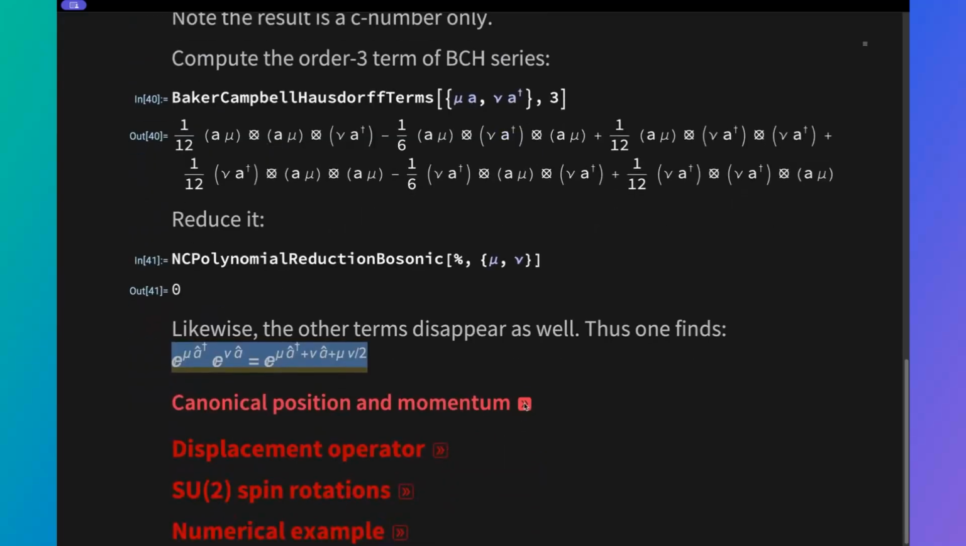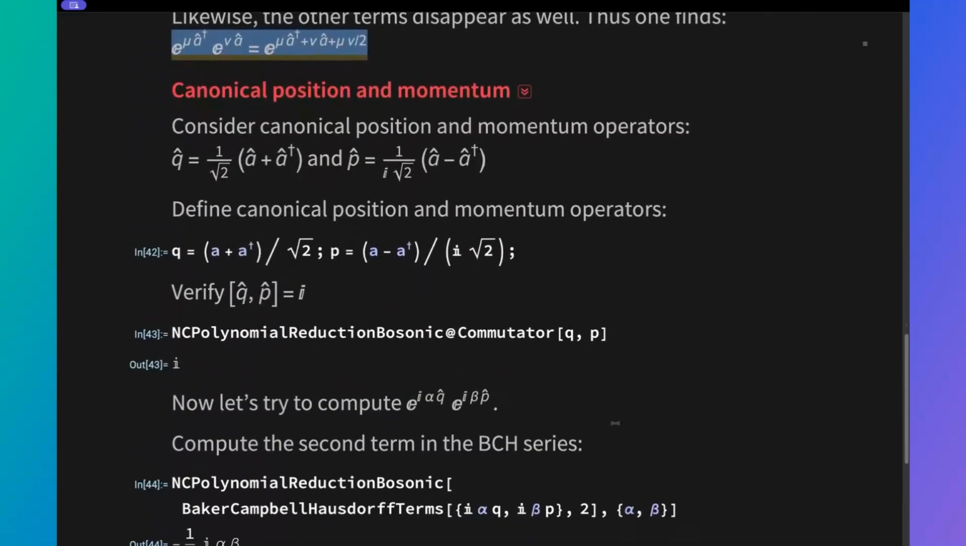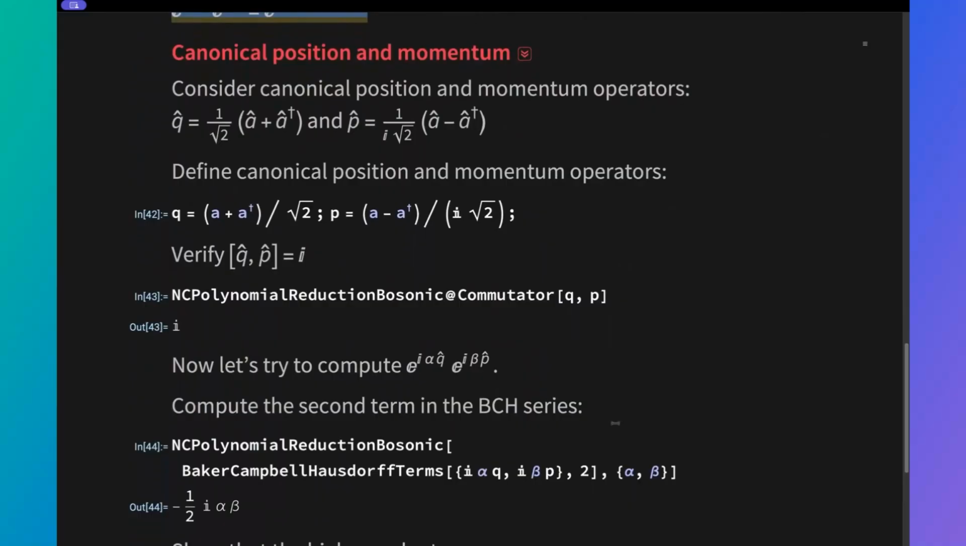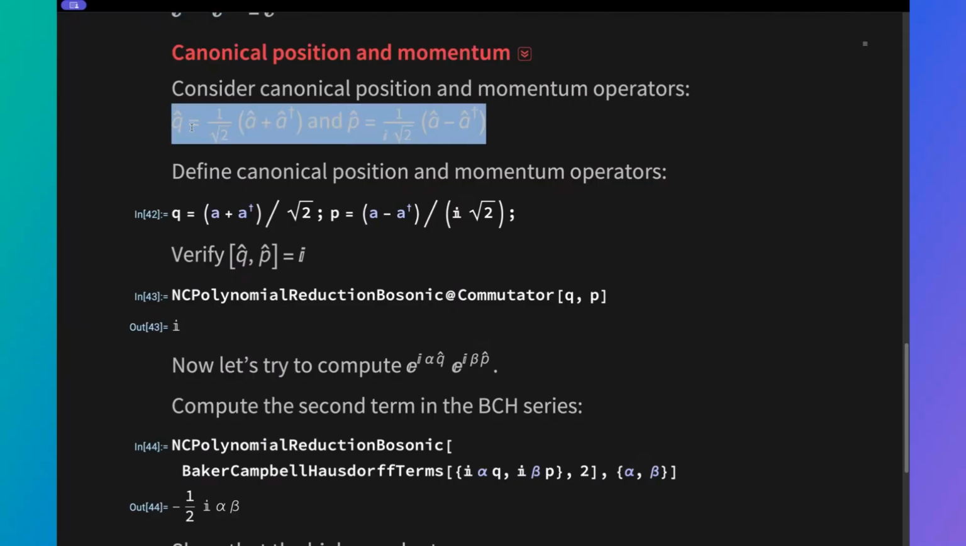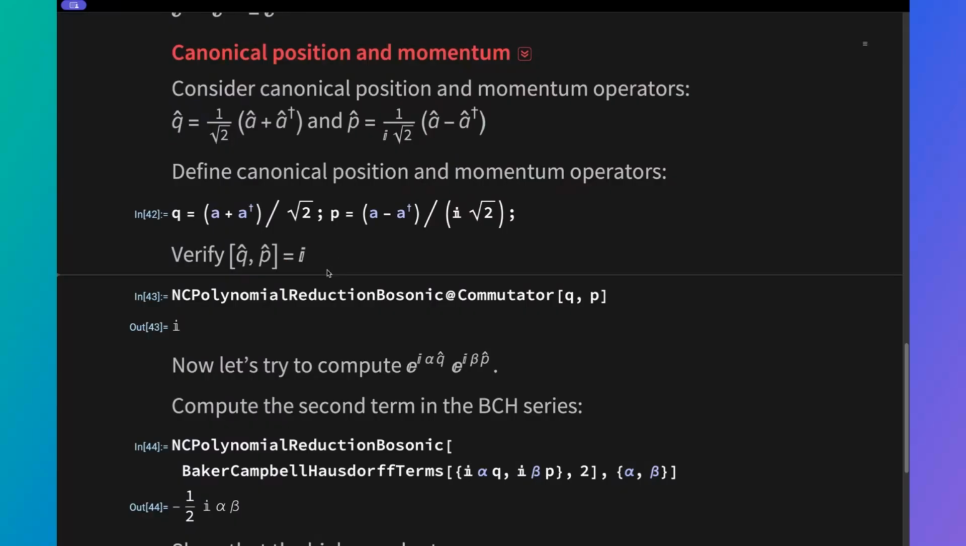Okay, so that was one simple example. Another example, let me consider canonical position and momentum operators. This is a very famous example that you have to do in your advanced quantum courses. This is just the definition of the canonical position and momentum operators, and the famous commutation relationship, you can just confirm that the commutation is as you expected. Keep in mind, I just define the algebraic relationship between annihilation and creation operators, and automatically, through my polynomial reduction functionalities, I can fulfill any other commutation relationship that I have.